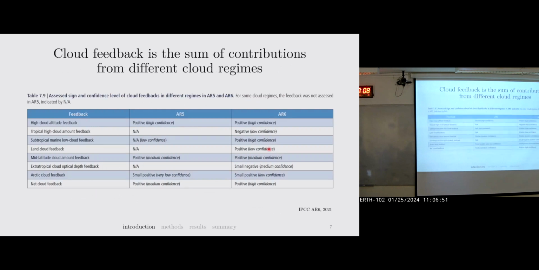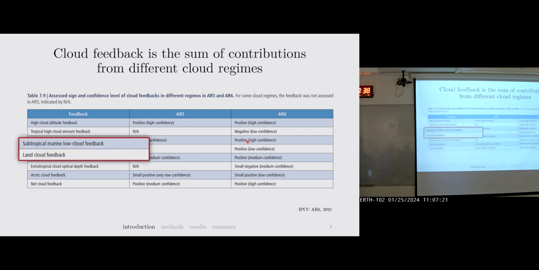So the way we go about estimating the cloud feedback is by decomposing it into the different contributions from the different cloud classes or cloud regimes. And this is, again, from the latest IPCC, just to show you the different examples of cloud fields, cloud regimes, that are estimated. And here's a comparison between the former IPCC and the latest one from a couple of years ago.